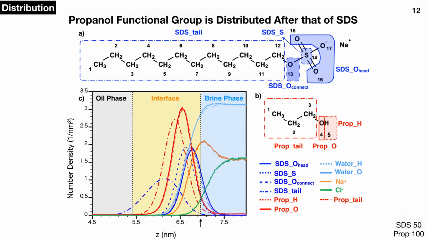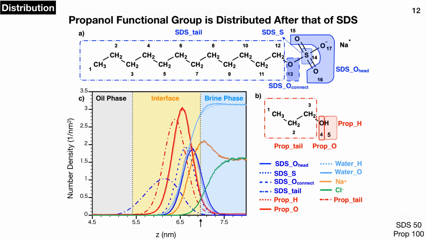SDS and propanol are amphiphilic molecules with functional groups that have different affinity to water. So to further study how their functional groups are distributed, we classify these molecules into several groups based on their affinity to the water molecules. Take SDS, for example: we classified it into SDS oxygen head, SDS sulfur, SDS oxygen connect, and SDS tail. And we did a similar thing for the propanol as well.